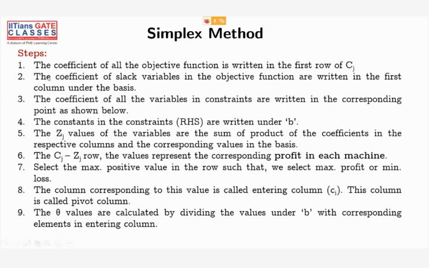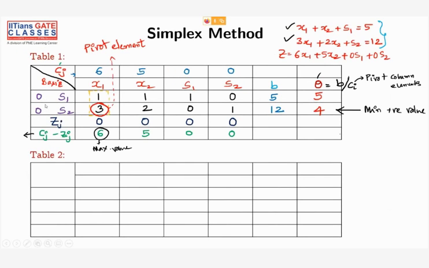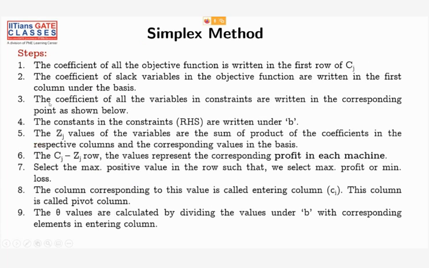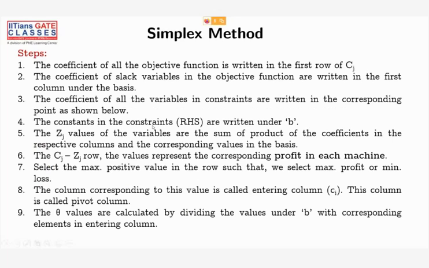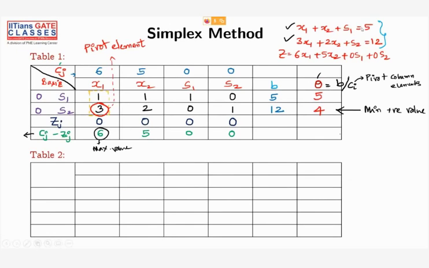The next step is the coefficients of slack variables in the objective function are written in the first column under the basis, at the bottom of the Cj values. This is your second step, right? Third step, the coefficients of all the variables in the constraints are written in the corresponding positions as shown in the table. So corresponding constraint coefficients have been filled in like this. The fourth step is the constants in the constraints, the RHS, are written under B. The constraint constants, 5 and 12, are written under B, which I've done here.